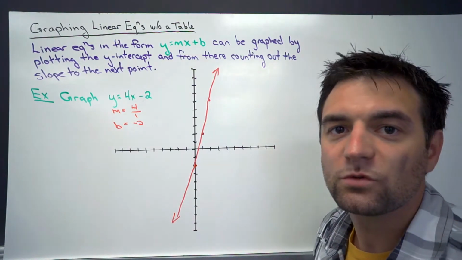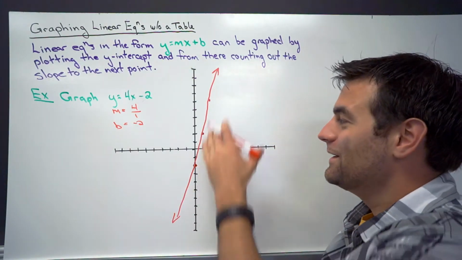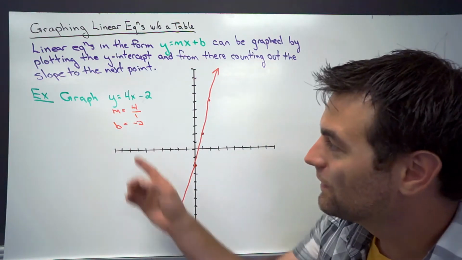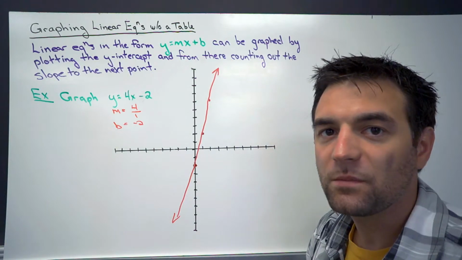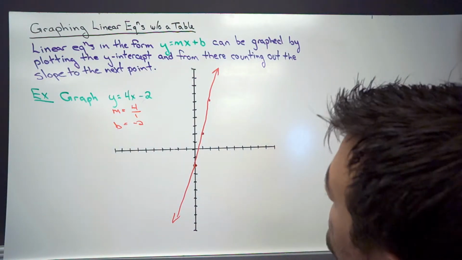Now I recommend using a ruler when you're drawing your lines out, but here we have a line calculated by just figuring out what the slope and y-intercept were. We didn't have to find a whole table of values. Let's look at another example.